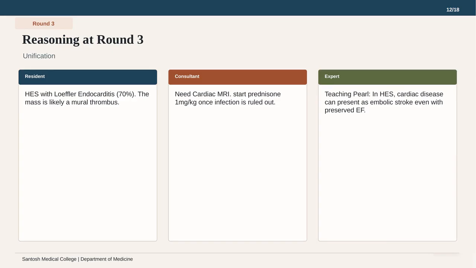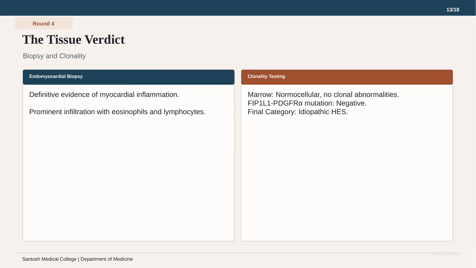Notice the expert's teaching pearl on the far right. They emphasize that in hypereosinophilic syndrome, severe cardiac disease can present entirely as an embolic stroke, even when the ejection fraction remains perfectly preserved. To confirm this diagnosis definitively, we must obtain direct tissue evidence from the patient. This screen displays the definitive tissue verdict.